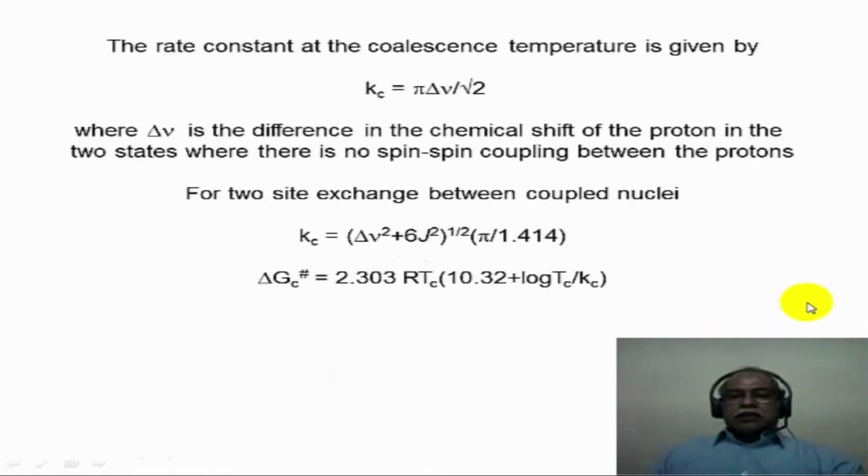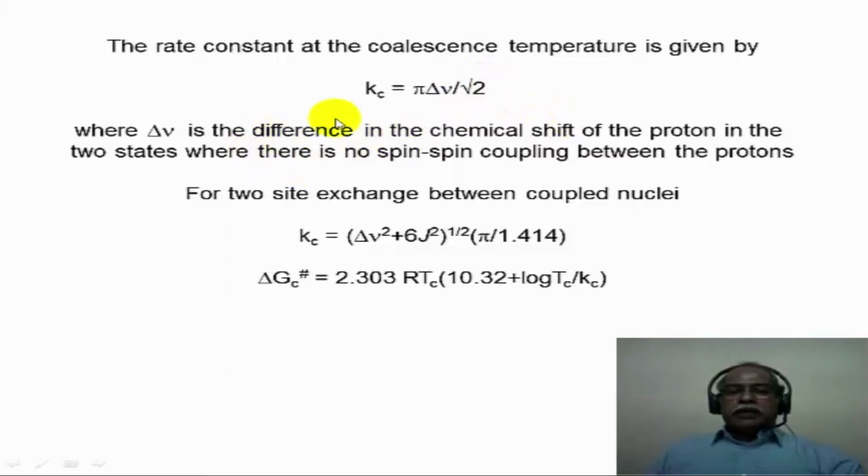Now, at the coalescence temperature, one can find out what is the rate constant of the reaction. The rate constant at coalescence temperature is given by this expression, where k, which is kc, is the rate constant at the coalescence temperature, which corresponds to pi delta nu by root 2. Delta nu is the difference between the chemical shift values of the two types of system. If it is axial hydrogen and equatorial hydrogen, delta nu corresponds to the difference between the chemical shift values of the axial hydrogen and the equatorial hydrogen.